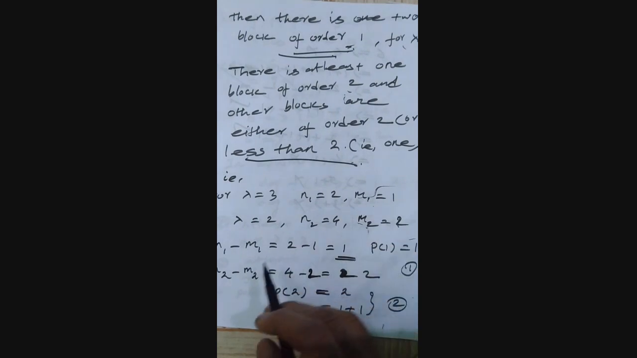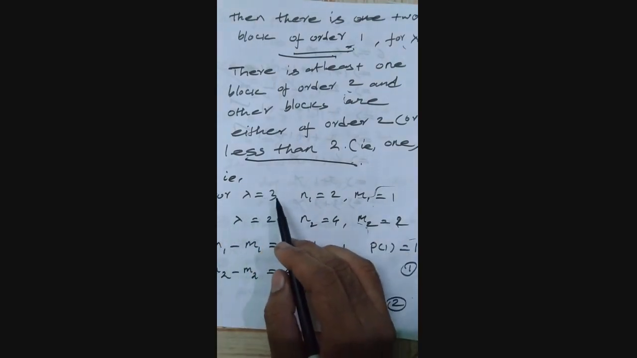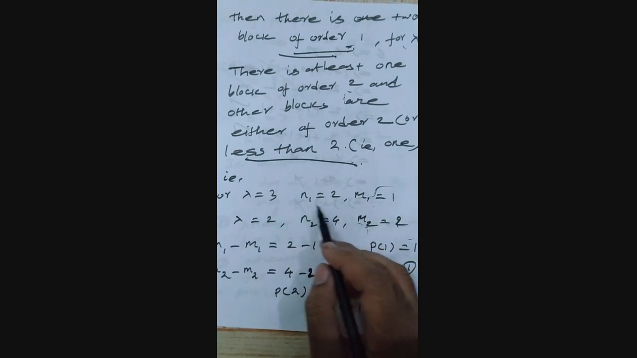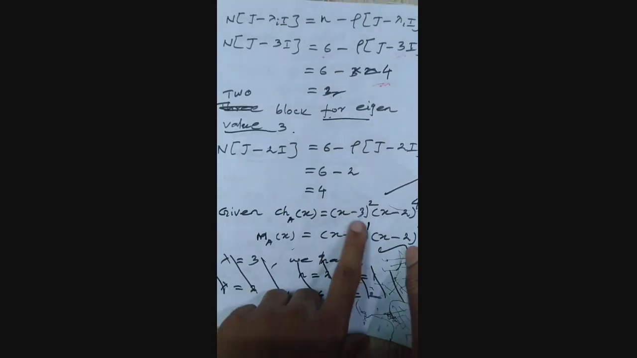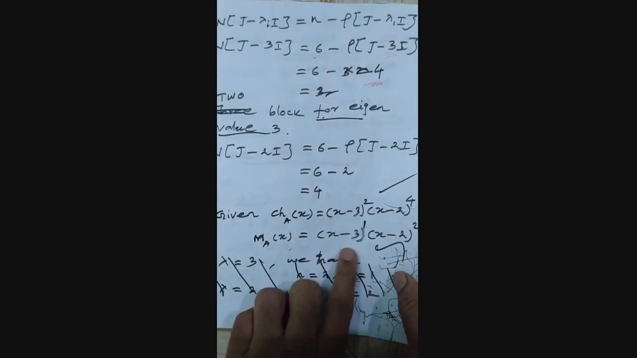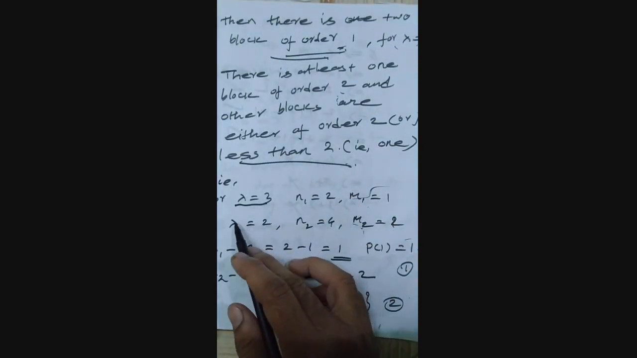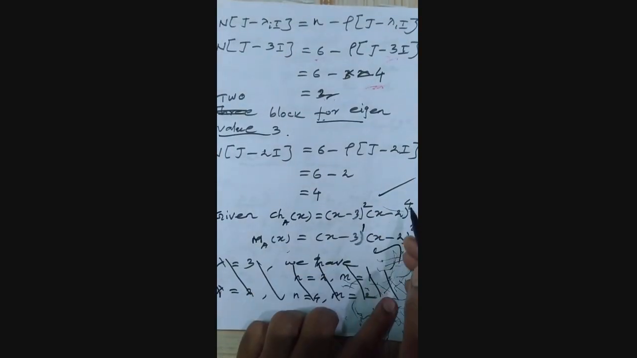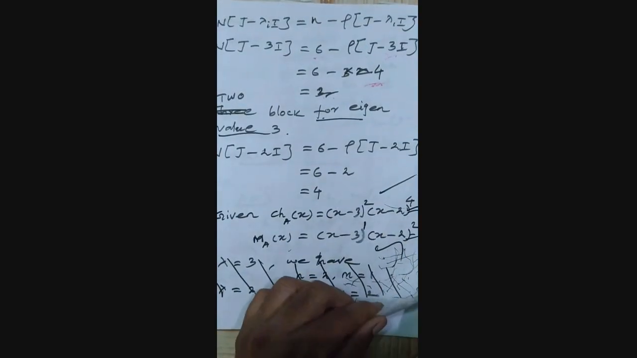Next, possible. So how to get the possible for lambda equal to 3 eigenvalue? N1 equal to 2, M1 equal to 1. So what is the N1? Is a degree of this one. N1, M1, the corresponding lambda value 3, this is the N1 value 2, M1 value 1. Then for lambda equal to 2, that is N2, 4, M2.